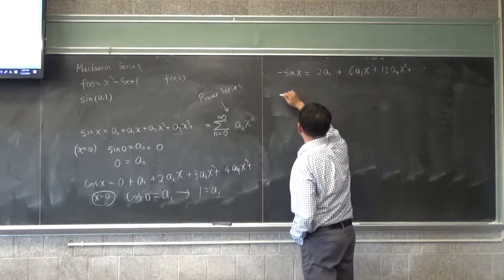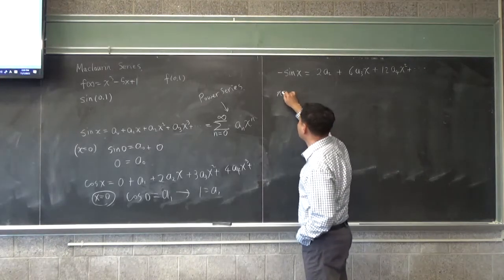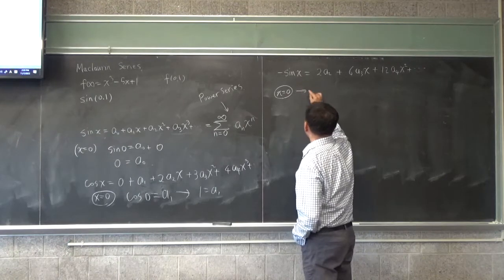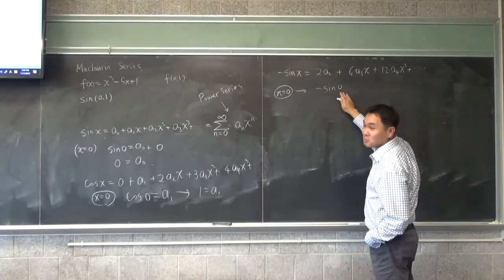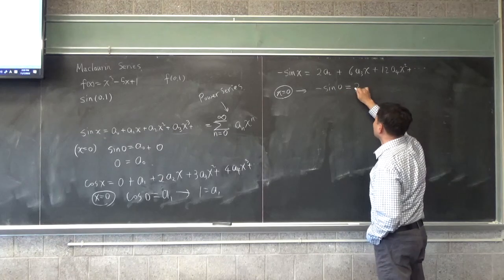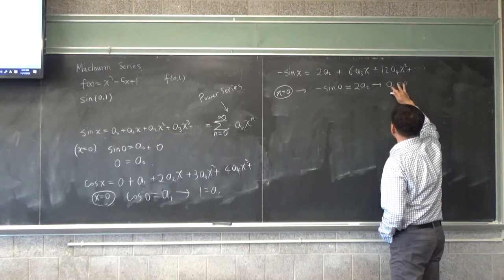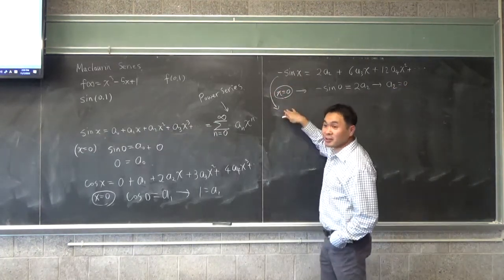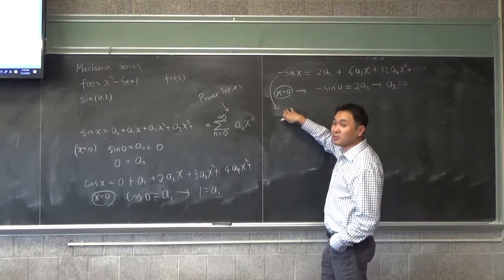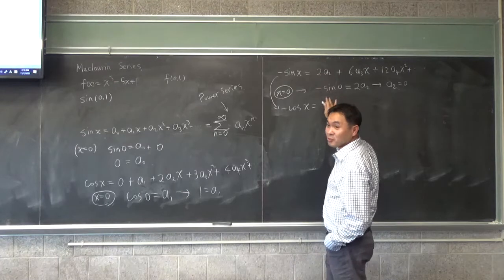Okay, you differentiate. Once you differentiate, what do you do? Plug in x equals 0. You get negative sine of 0. By the way, sine of 0 is 0, so this will be just 0, equals 2A2, so that A2 must be 0. Then you differentiate again. Negative sine differentiates to negative cosine.